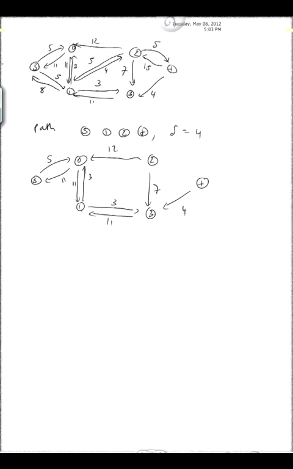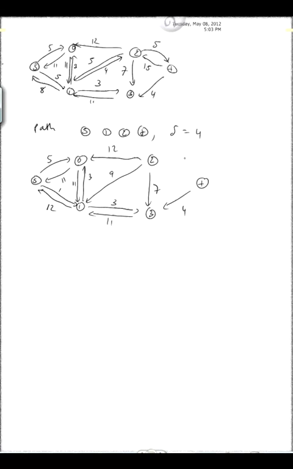So let's think about what happens from S to 1. We used to have a capacity of 5. We put 4 trucks on there, so only 1 capacity left. And on the way back, we have a 12. From 1 to 2, we used to have a capacity of 4. And we used all of that capacity, so that means nothing left over there. And in the opposite direction, we have 9.